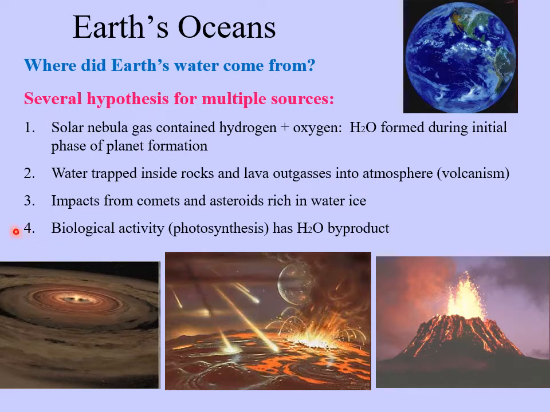And lastly, biological activity took place later on when life took hold on Earth, and photosynthesis from the plants actually produces water as well. So the water on our Earth is probably a combination from these various sources.